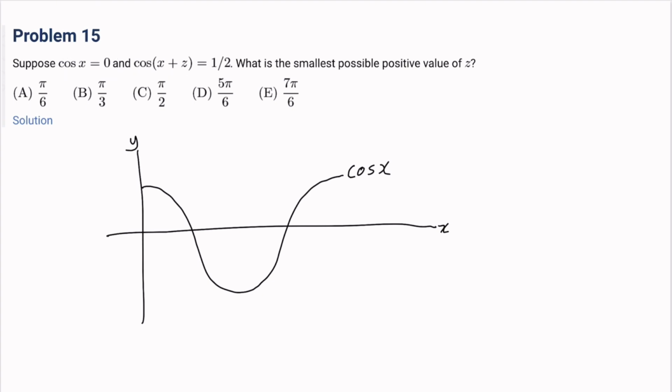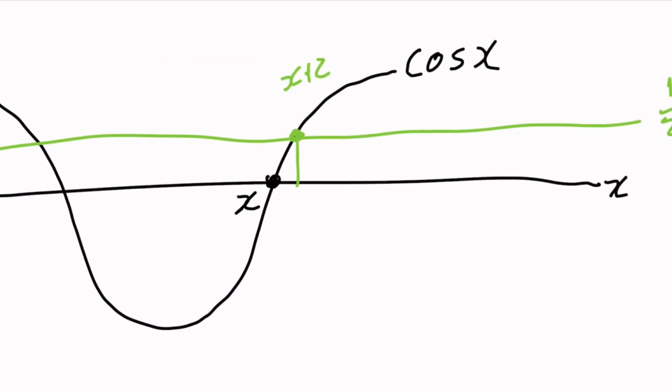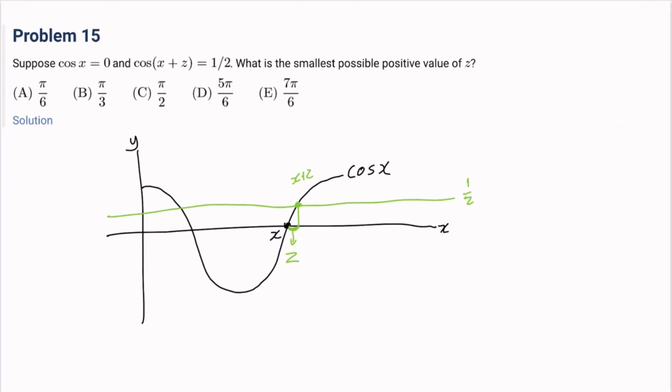So for cosine x plus z equal to 1/2, this must be 1/2, and then this will be the x plus z, and then this point will be x, right? And then so if we put that down here, then this distance is going to be z, and so we want the smallest possible positive value of z. And then if we look here, x is going to be 3 over 2 pi, right?